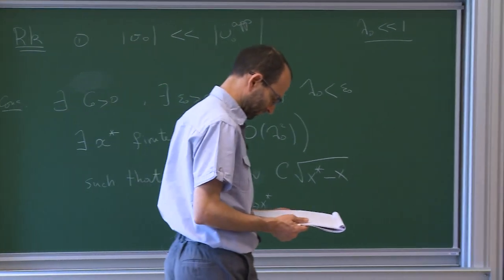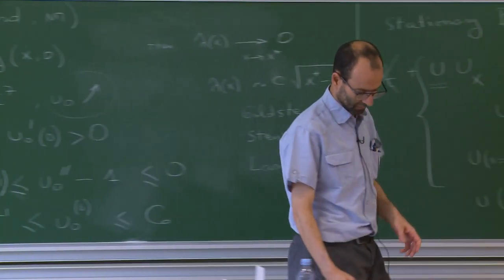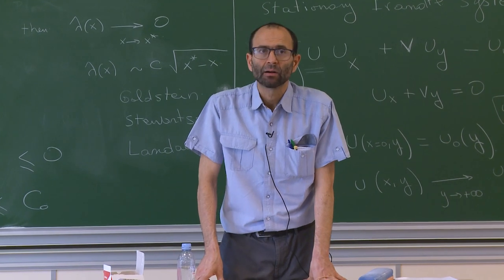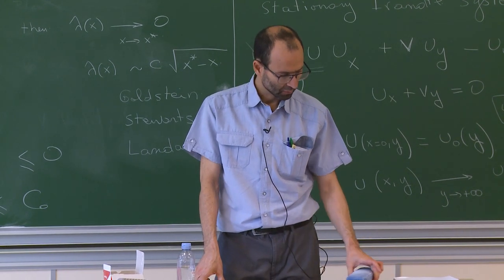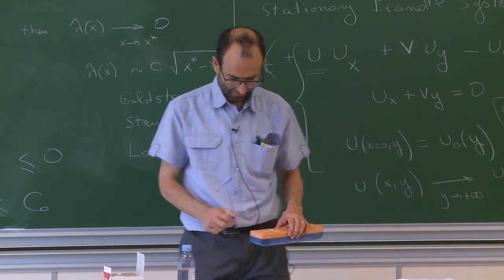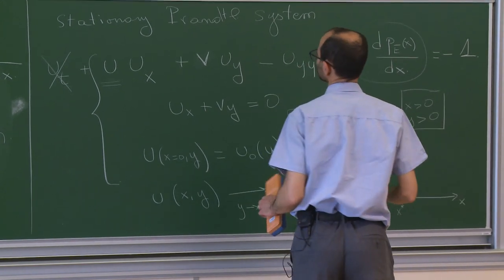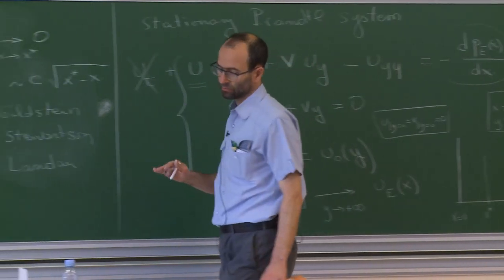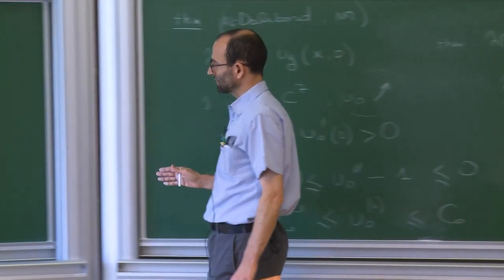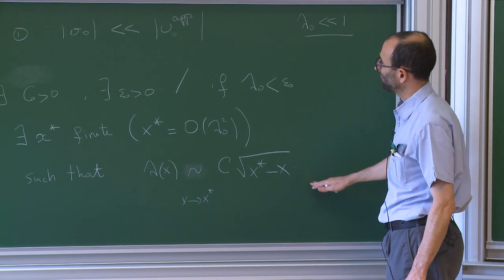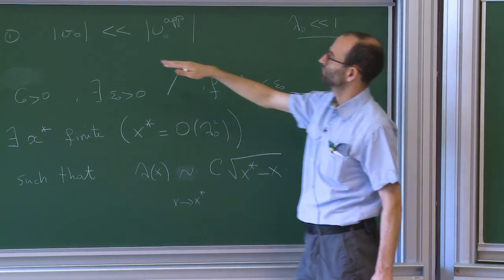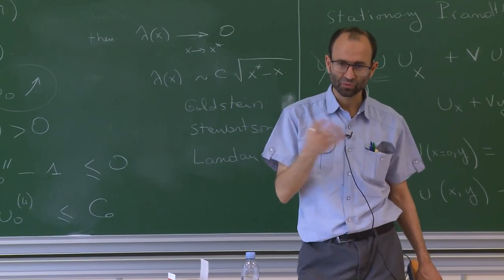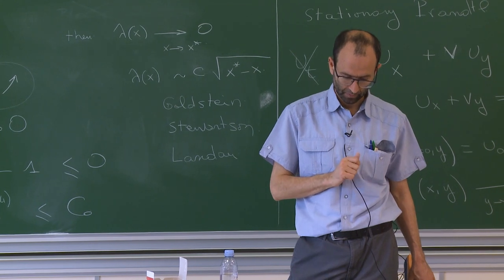Okay, so this is the statement. I'll just give a few ideas about the proof without going into all details. Of course, this is really just the statement about the lambda of x. The proof has in it the fact that, normally, what we are proving is that v is much smaller than the u app.